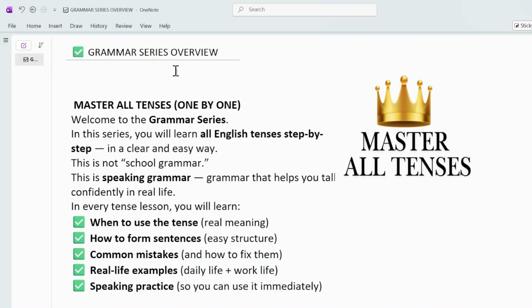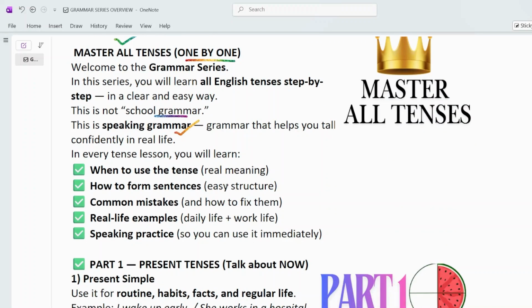All right, so this is the grammar series overview in reference to tenses, where we are going to look at mastering all the tenses one by one. Also, I want to tell you a very important thing: this is not school grammar that we are looking at teaching you or sharing certain strategies with you. It's going to be speaking grammar, where you can use it in your real life confidently.